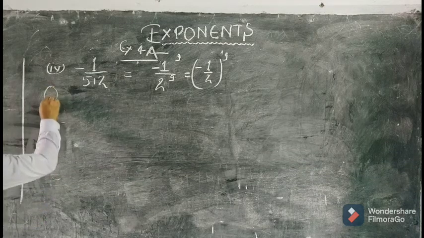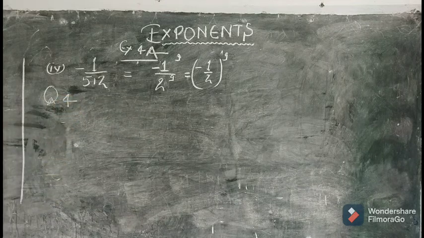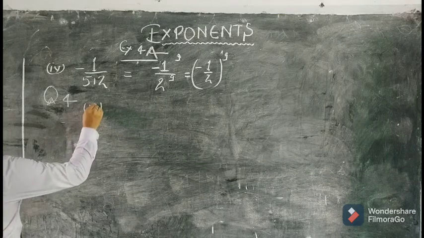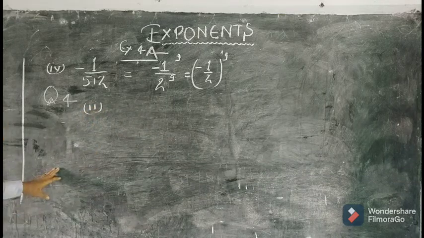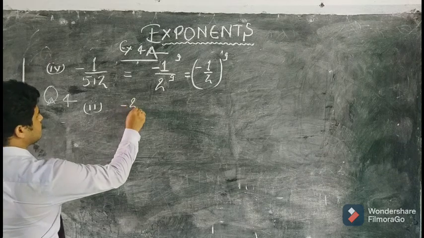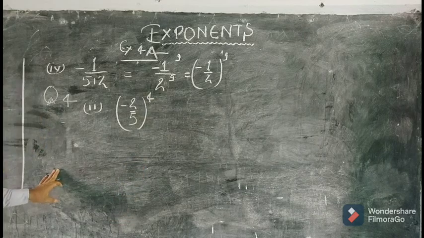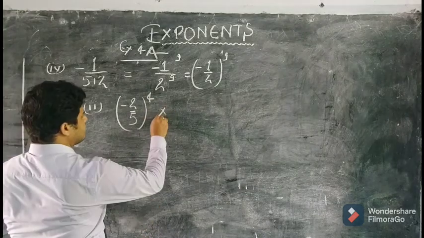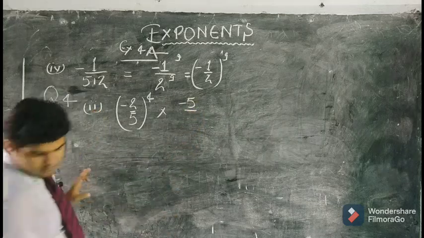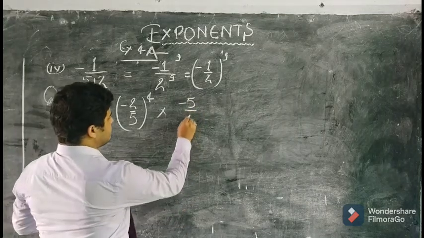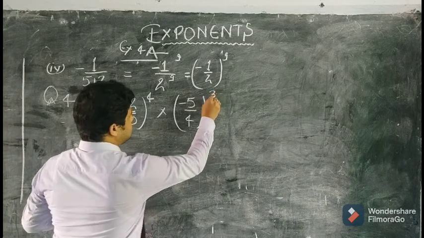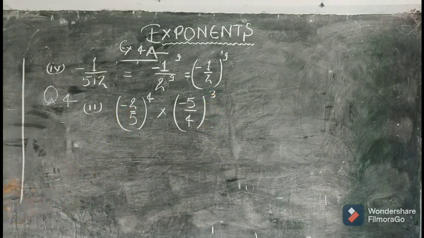Let's see question number 4. Question number 4 says that you have to find the value of. For example, in the second part, it is saying minus 2 by 5 raised to the power 4 multiplied by minus 5 by 4 raised to the power 3, right?